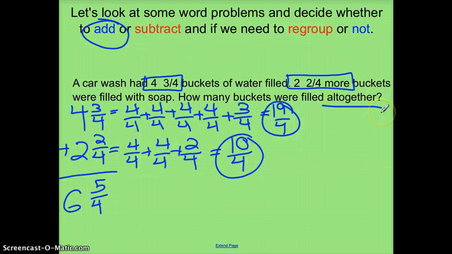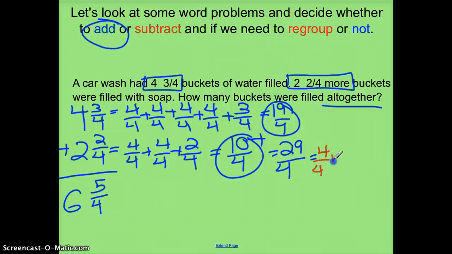Now it says all together, so I know based on that and my addition symbol here, I'm going to add these numbers. 19/4 plus 10/4 equals 29/4. Now I'm going to have to get myself some room here and think about how many fourths I can take out of this, or how many fourths it will take to get to 29.